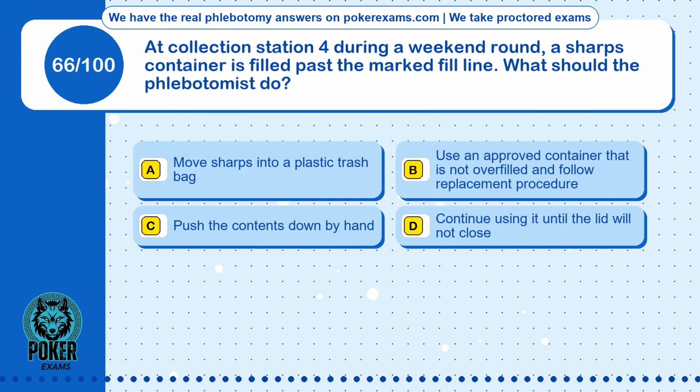Question 66. At collection station 4 during a weekend round, a sharps container is filled past the marked fill line. What should the phlebotomist do? Option A. Move sharps into a plastic trash bag. Option B. Use an approved container that is not overfilled and follow replacement procedure. Option C. Push the contents down by hand. Option D. Continue using it until the lid will not close.